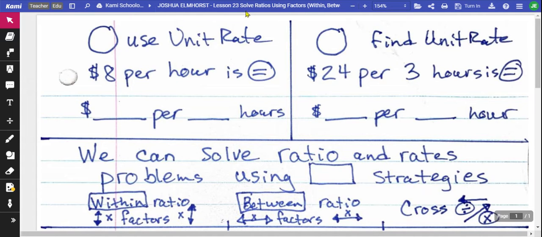Okay, this is Mr. Elmhorst with lesson 23. We're going to take a look at solving ratios using factors. And there's different types of factors.